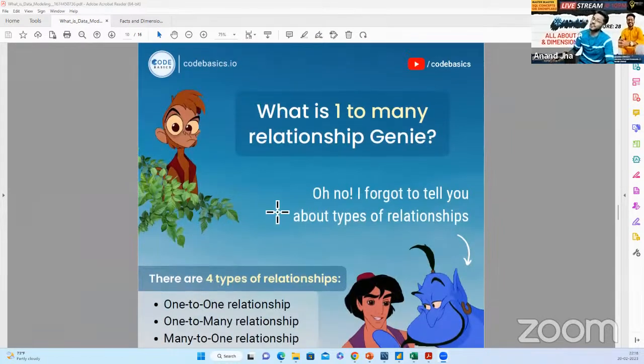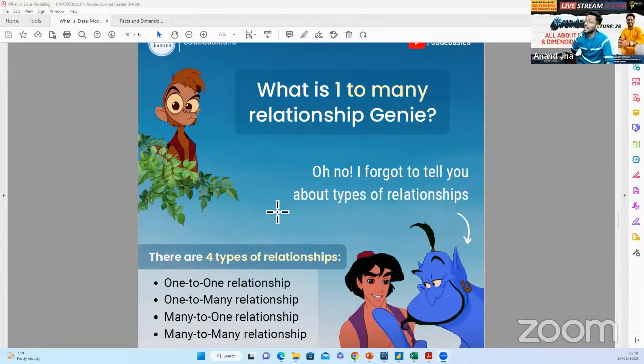So what is a one to many relationship, Jenny? Okay, he's asking. Let's talk about this. There are 4 types of relationship: one to one, one to many, many to one, many to many.